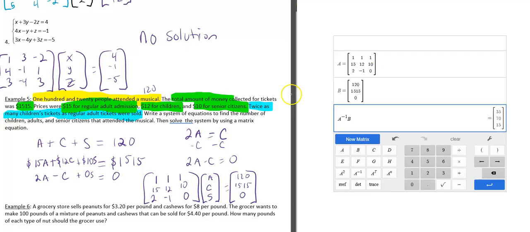So it says the system of equations gives the number of adults. So we end up with 35 adult tickets, 70 children tickets, which makes sense. You've got multiple kids, you bring them to the musical with you, and 15 senior citizen tickets.